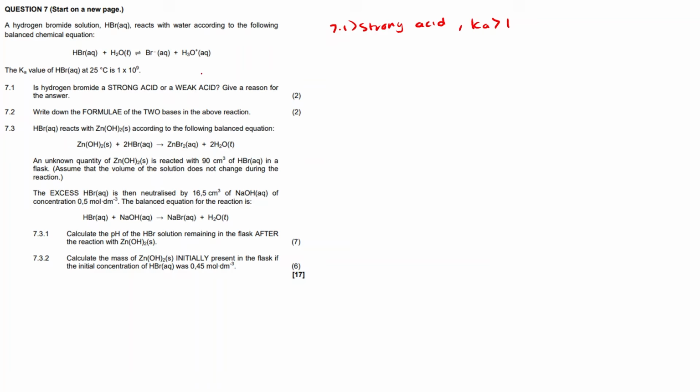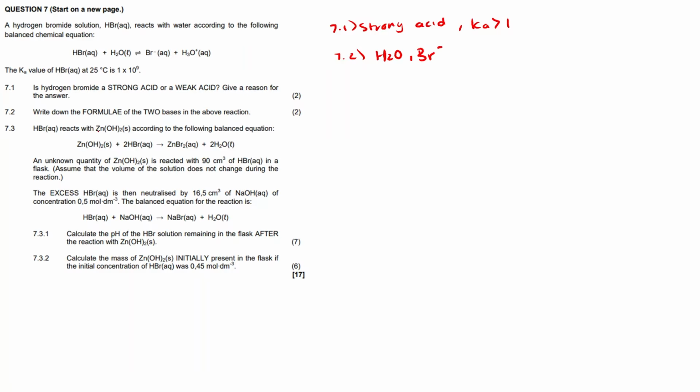Question 7.2. Write down the formulae of the two bases in the above reaction. So, if hydrogen bromide is the acid and it has to react with the base, our one base will be H2O. And then we would also have our conjugate base pairs and our conjugate acid pairs. So, HBr, being an acid, donates a proton, and we remain with Br minus, which would be the conjugate base. So our other base would be Br minus.